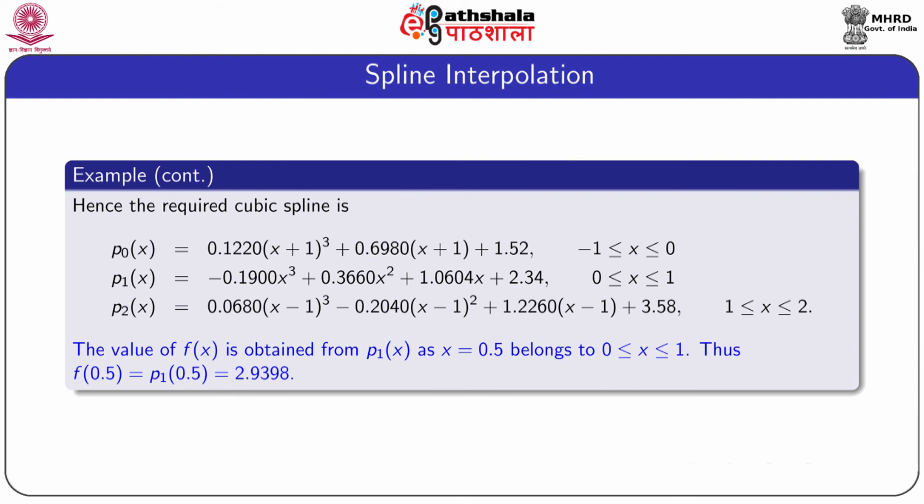Now, we have to find the value of f(x) when x equal to 0.5. Note that x equal to 0.5 belongs to the interval 0 and 1. So, to find the value of f at this point, we have to consider the second polynomial p1(x). That means, f(0.5) is equal to p1 at x equal to 0.5, and after simplification we get p1(0.5) equal to 2.9398, correct up to 4 decimal places.